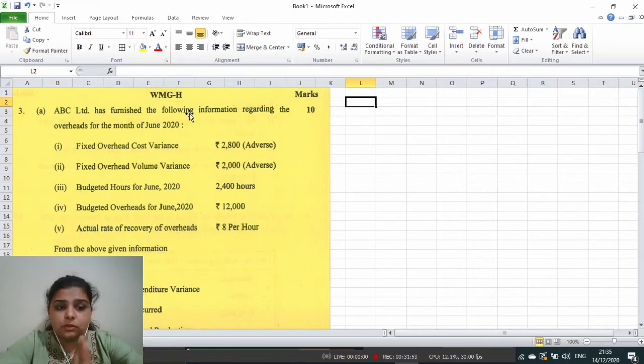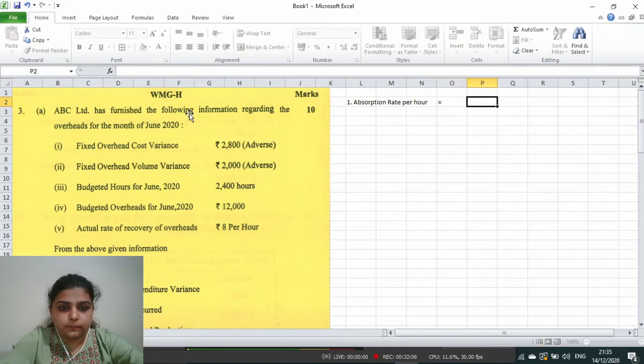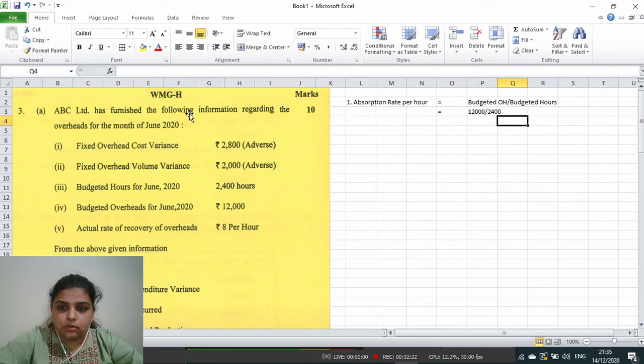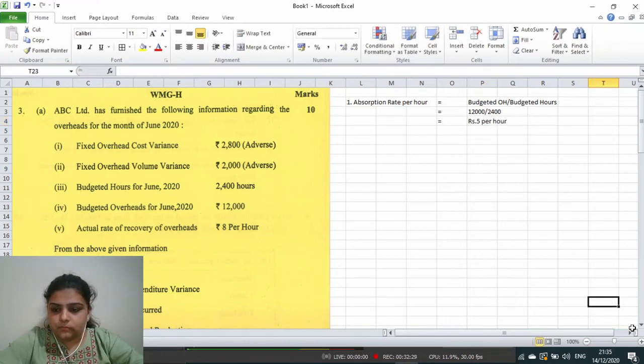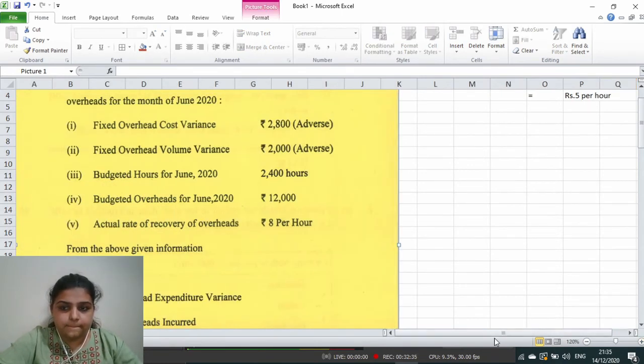As soon as I see point number 3 and 4, the first thing that comes to my mind is the budgeted absorption rate. My absorption rate per hour is budgeted overheads divided by budgeted hours, that is equal to 12,000 divided by 2400, rupees 5. So I am also telling you how you need to think when you're reading the question. Let's go ahead. Now, actual rate of recovery is rupees 8.